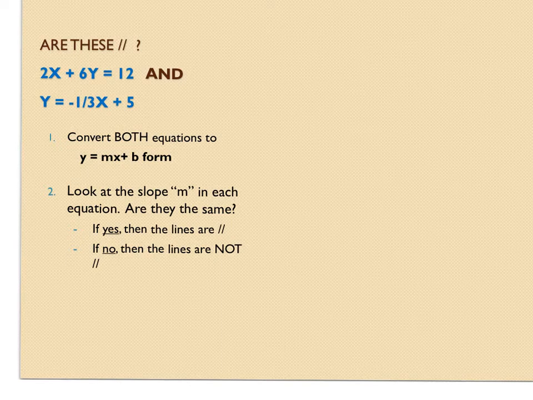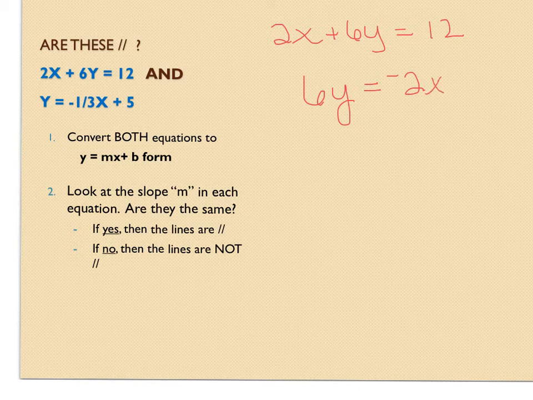Let's try it again. Let's see if this set of equations are parallel. Again, the second equation is already in y equals mx plus b form, and we just need to convert the first equation. The 6y is already where it needs to be, sitting immediately preceding the equal sign, and I just need to move the 2x. So I'm going to subtract it from both sides, and I'm going to insert it immediately following the equals. Next, I need to divide everything by 6.